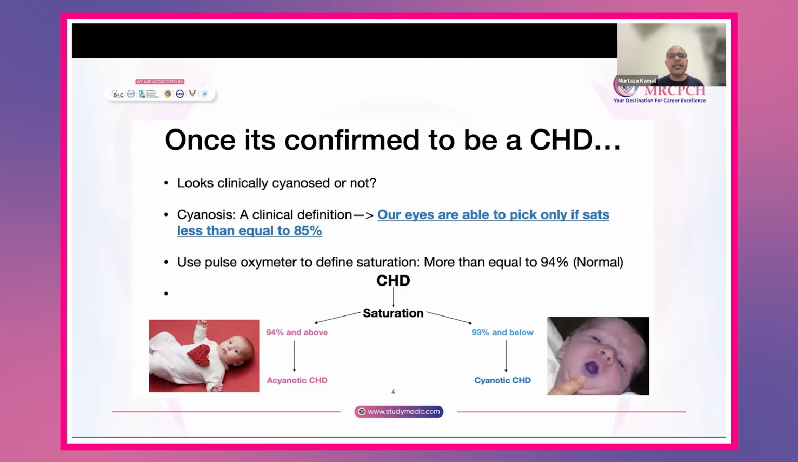But the question here is that eyes can pick up cyanosis only when the saturation is less than or equal to 85%. For all practical purposes, if you are suspecting a congenital heart disease and the saturation is more than or equal to 94%, it will go into the basket of acyanotic congenital heart diseases. Whereas if the saturation is less than 94%, that is 93 and below, it will be in the basket of cyanotic CHD. This is what is to be understood in this slide.